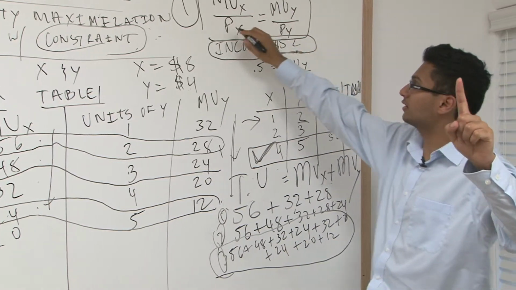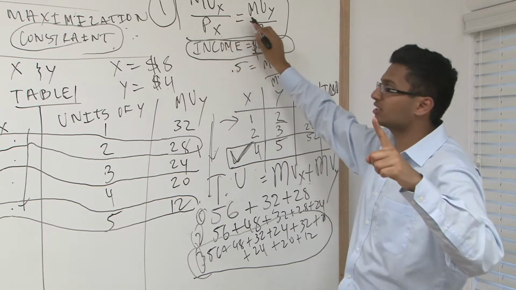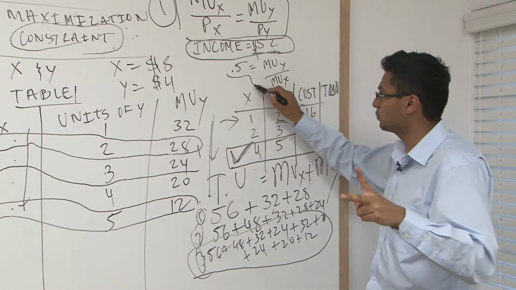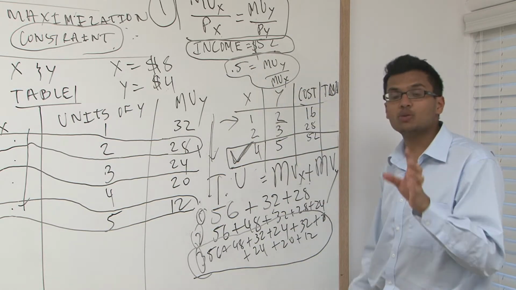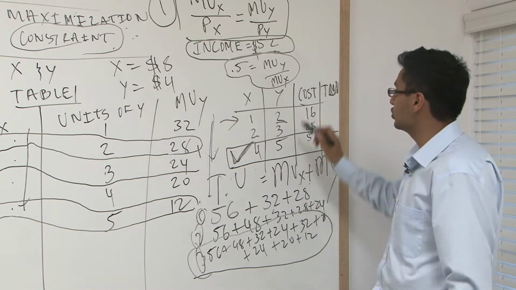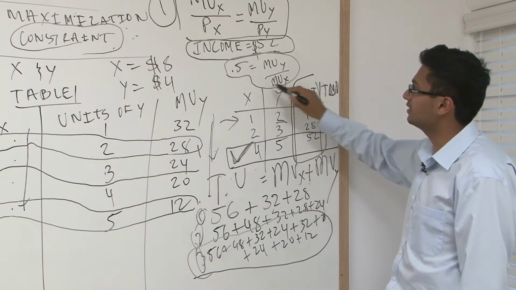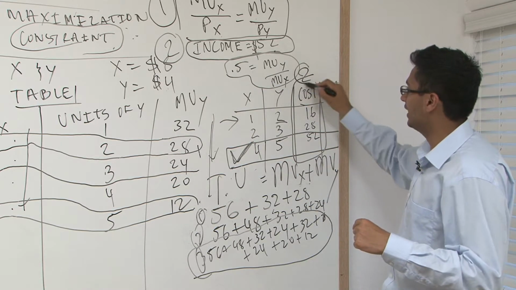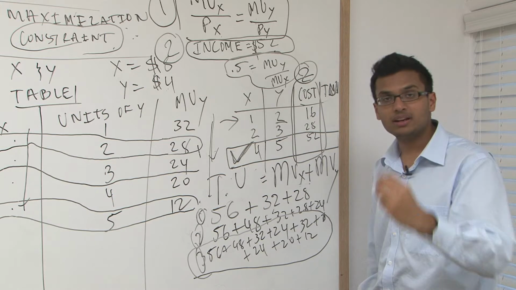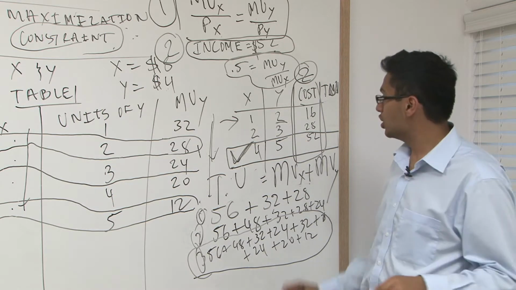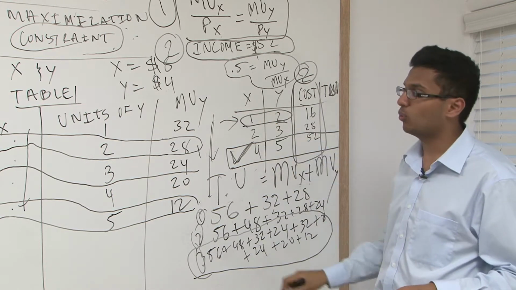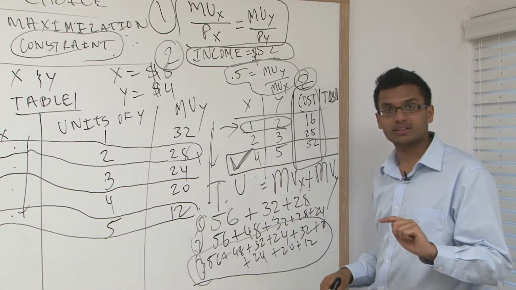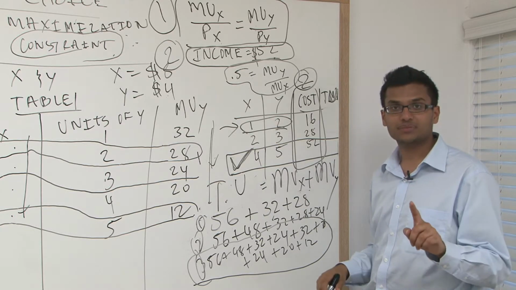First part is you calculate MUX over PX equals MUY over PY. You get the ratio. In our case, it was 0.5. Then you make sure that you're not going over the income, so you calculate the total cost. This is the second part. Calculate the cost. Third part is make sure you're maximizing utility. So for the combinations that you have, 1 and 2, you add the utility and you get the total utility.